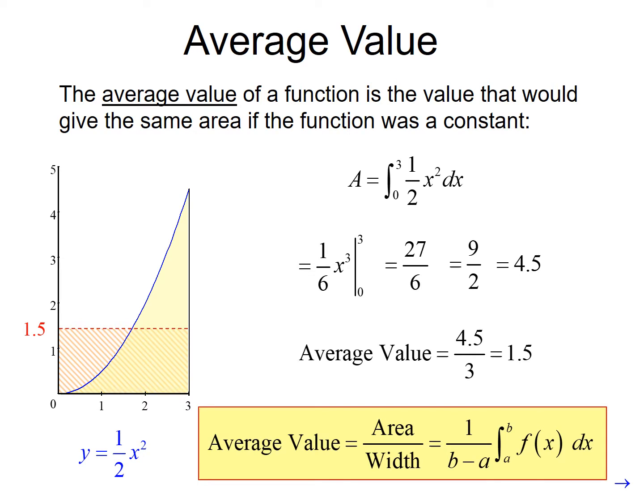So the average value is the area divided by the width, and we often write that as 1 over b minus a times the integral from a to b of f of x dx. 1 over b minus a gives you that width, and the integral gives you the area.